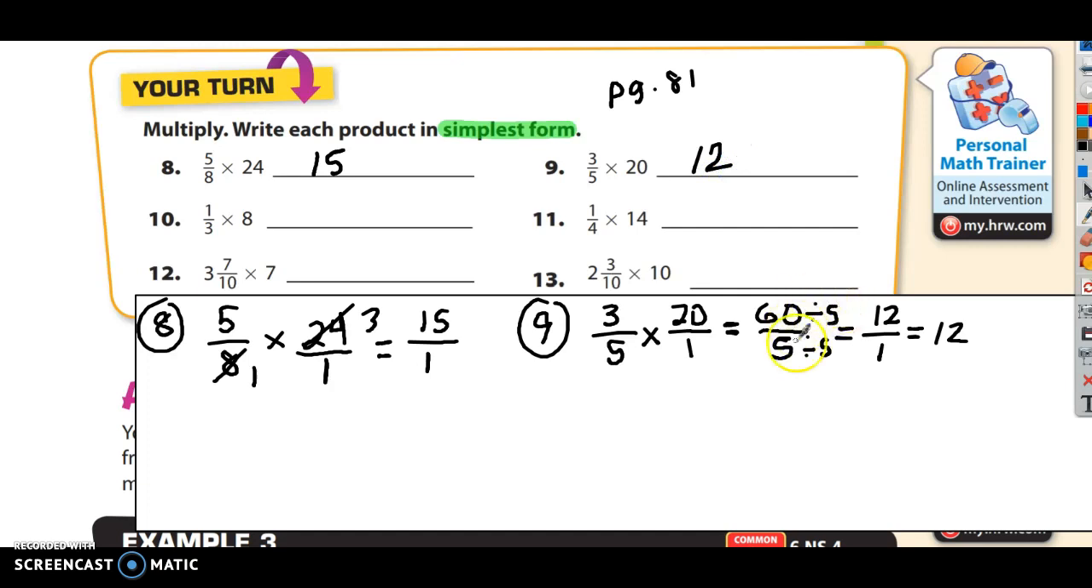I could have simplified by 5 right here. I could have done 20 divided by 5 is 4, and 5 divided by 5 is 1, and 3 times 4 is 12. That would have been probably a little faster.